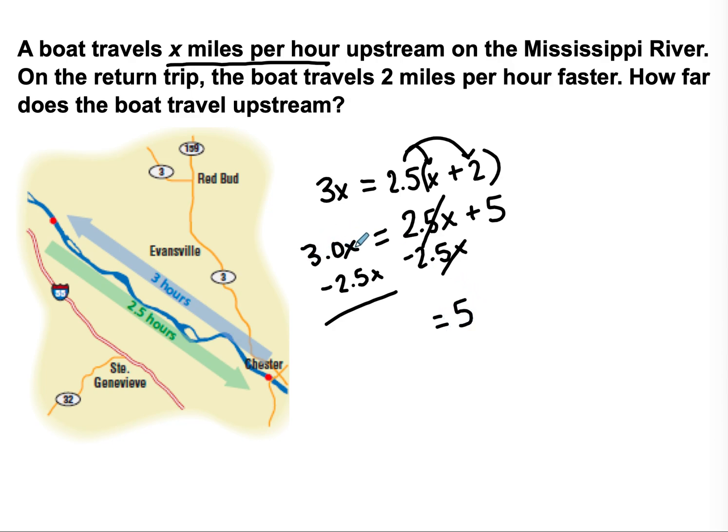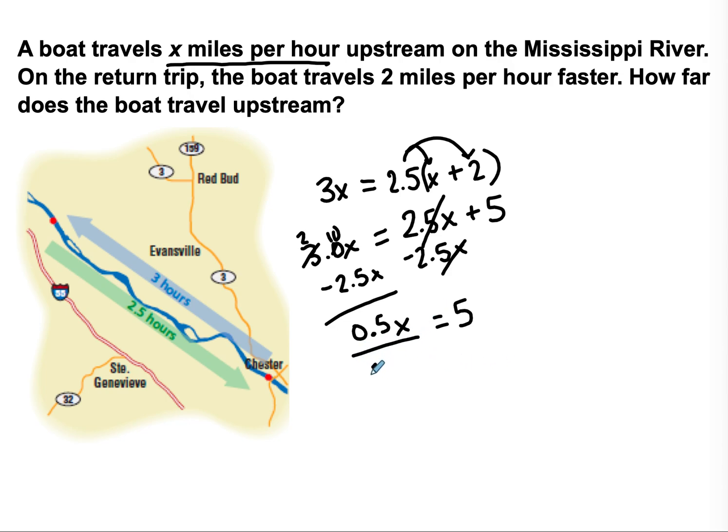And then I have 3.0 minus 2.5. Borrow from the 3, make that a 10. I didn't do a great job of lining up my decimals, but that's okay. 10 minus 5 is 5. Bring down the decimal. 2 minus 2 is 0. So I have 1/2 x equals 5.